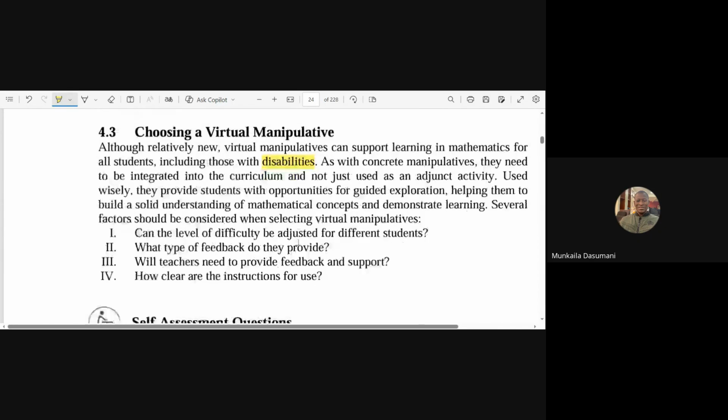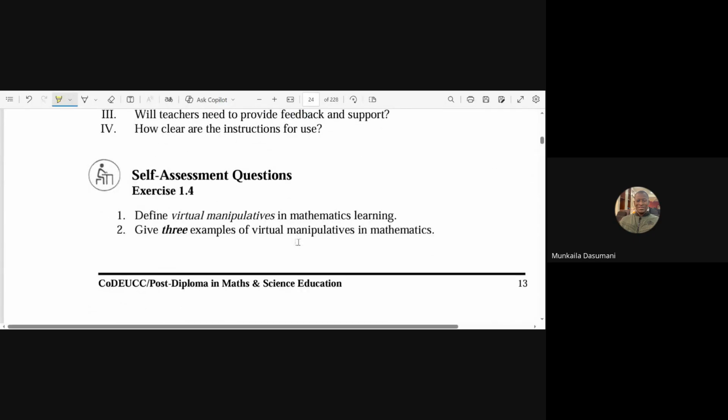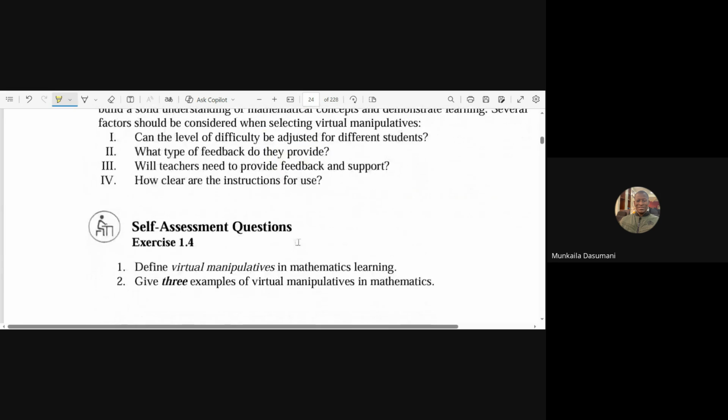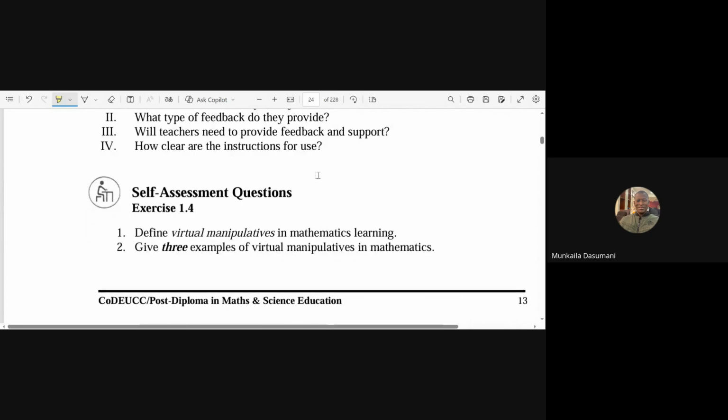All right, so those become factors to consider when choosing virtual manipulatives. And we know a virtual manipulative is an online version, so the factors are very important. Sometimes they will ask you to provide feedback after you have done, because the site you are using needs your feedback for evaluation or what have you. And virtual manipulatives are the online or digital version of the physical manipulatives. So that is the end of section 4.